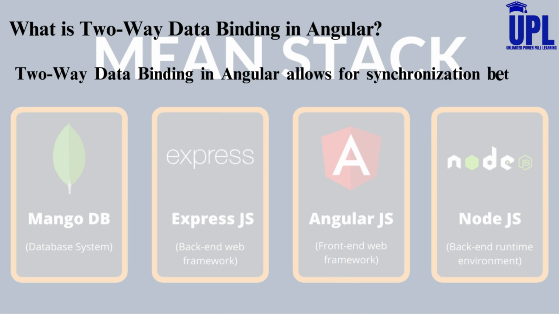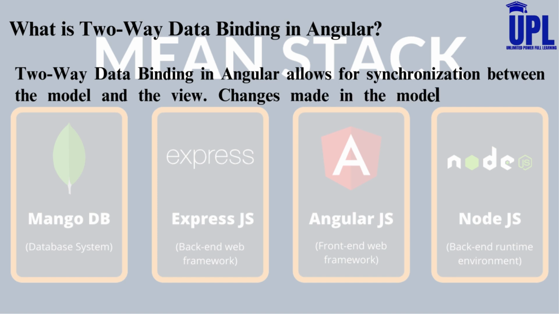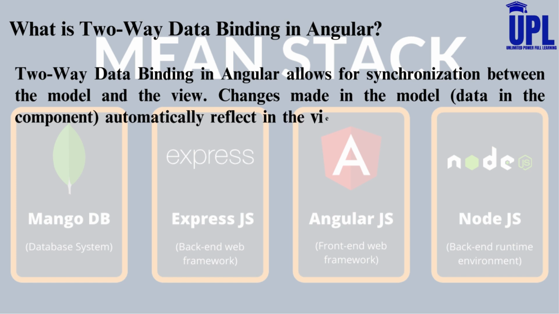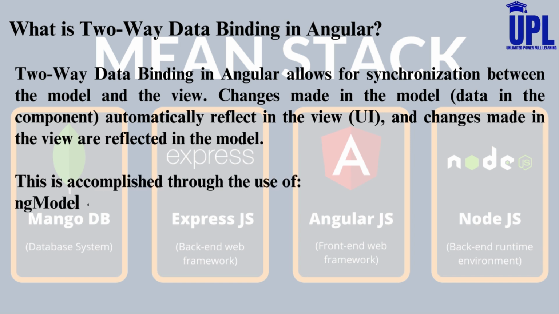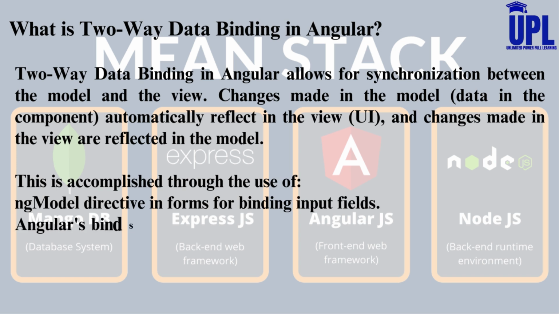Two-way data binding in Angular allows for synchronization between the model and the view. Changes made in the model data in the component automatically reflect in the view UI, and changes made in the view are reflected in the model. This is accomplished through the use of the ngModel directive in forms for binding input fields.